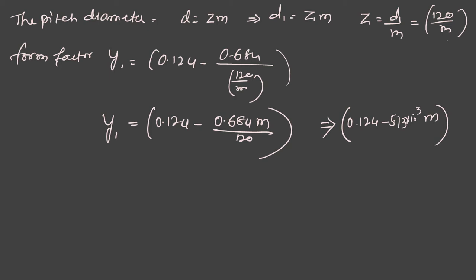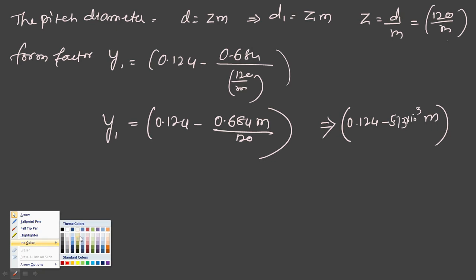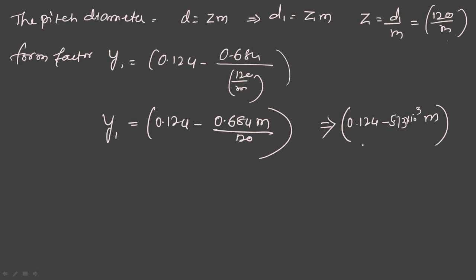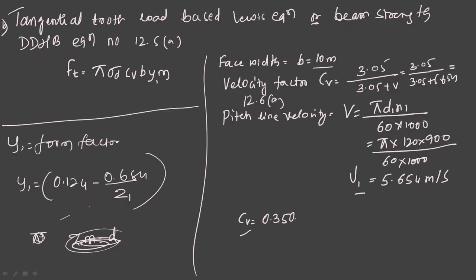Okay, so now we got the value of y1. Y1 you got 0.124 minus 5.73 into 10 to the power of minus 3 into m. So now let us substitute all these parameters in this Lewis equation.